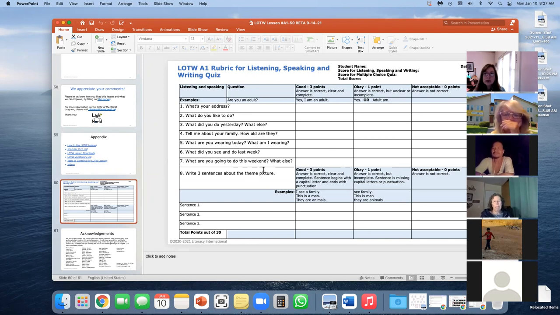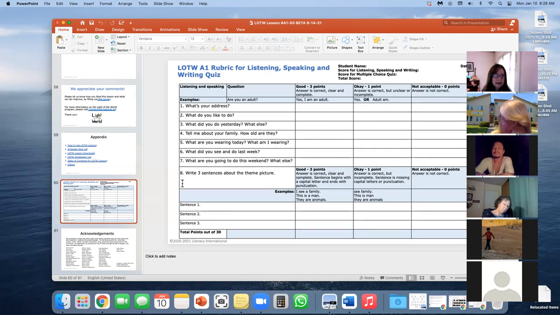And usually we say if they score at least 80%, then they're ready to go on to the next level. So if you test someone with this A1 lesson 50 test and they get 80%, they're ready to go on to the A2 level. If they get less than 80%, we would start them at the A1 level.